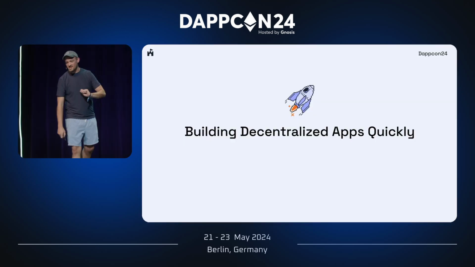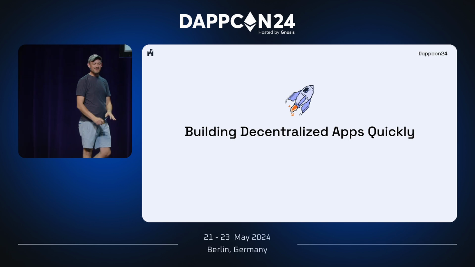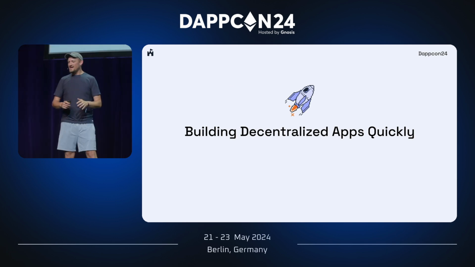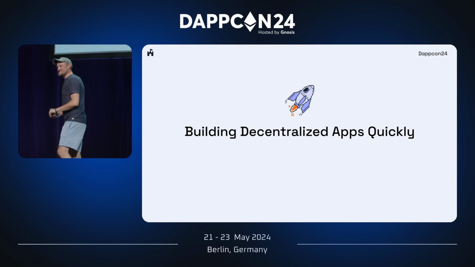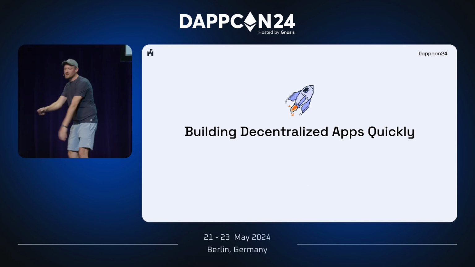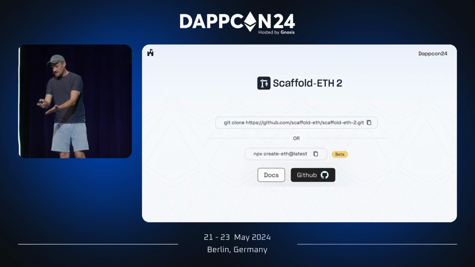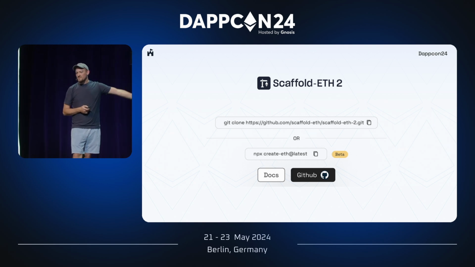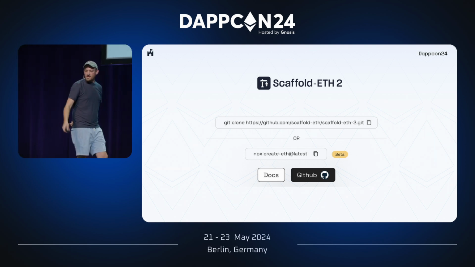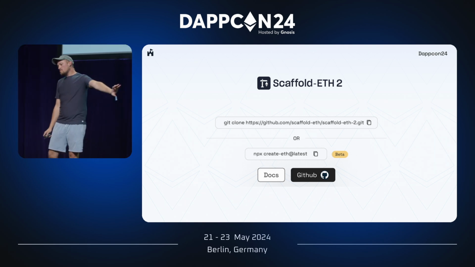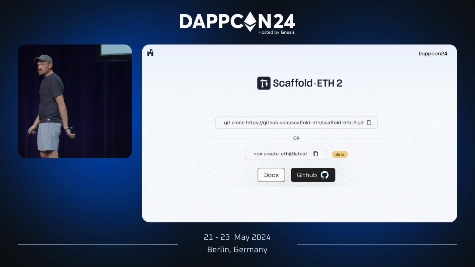Okay, building decentralized apps quickly. That's technically the title of this talk, and let's pretend I'm giving a workshop now because there will be some screenshots and I'll be coding away, but let's start with Scaffold ETH. We go to scaffoldeth.io, and then you can copy either one of these. You can clone the repo, or you can do this npx create-eth.